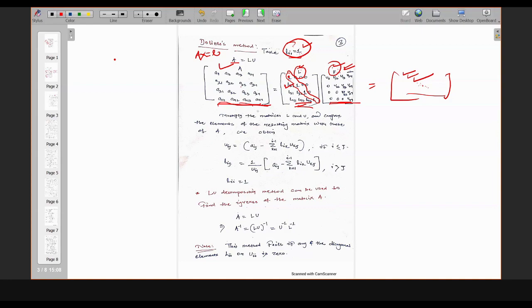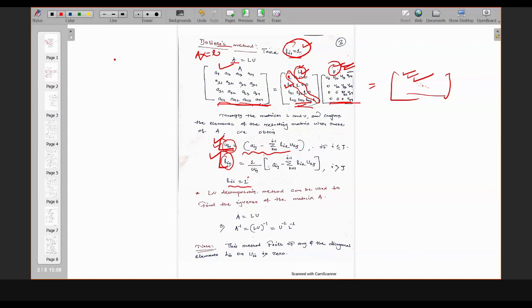If you want to use formulas, you can directly use these formulas for U_ij and L_ij. This is the formula for Doolittle's method. I had already provided the formula for Crout's method in the previous class, but that formula is different from these formulas. It's not the same formula that you can use to find U_ij and L_ij. In this case, L_ii equals 1. You can use these formulas to directly find the elements L_ij and U_ij in the matrices L and U.